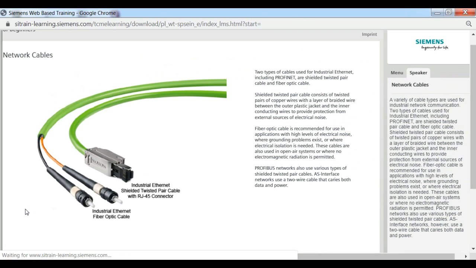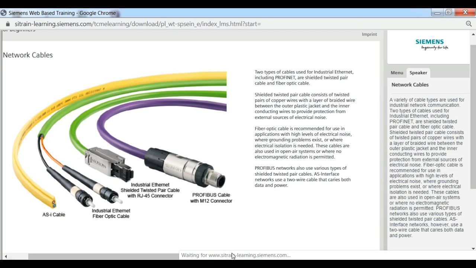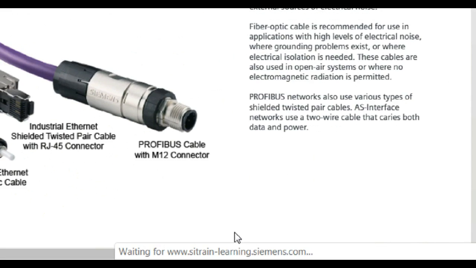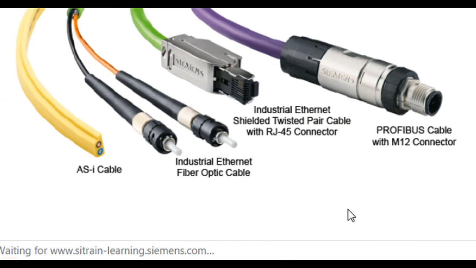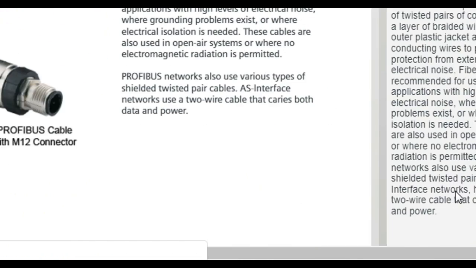Fiber optic cable is recommended for use in applications with high levels of electrical noise, where grounding problems exist, or where electrical isolation is needed. These cables are also used in open-air systems or where no electromagnetic radiation is permitted. PROFIBUS networks also use various types of shielded twisted pair cables. AS interface networks, however, use a two-wire cable that carries both data and power.